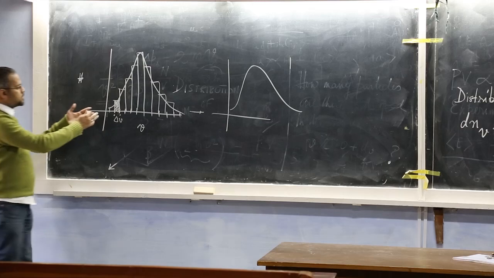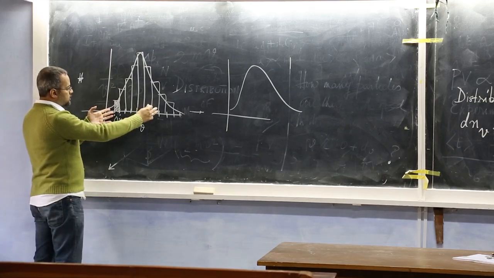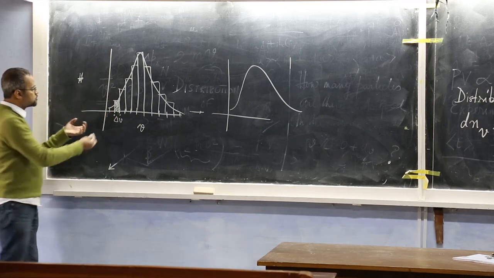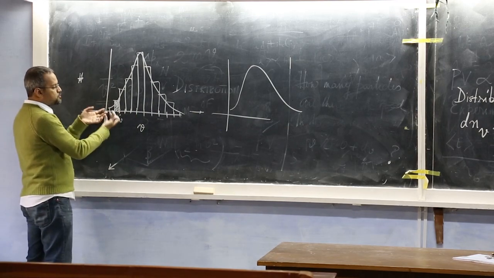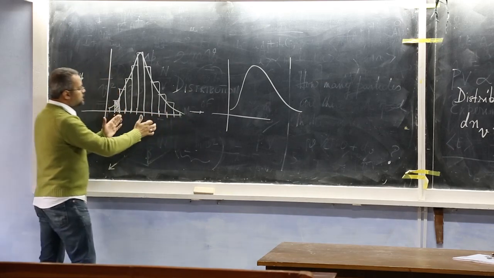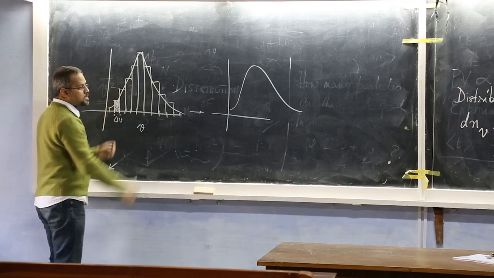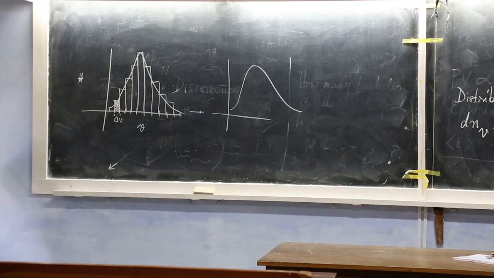Now you can already see from the nature of the graph that I have drawn that this is the most plausible situation. You would have a small number of particles with very small speed, a very small number of particles with very high speed, and a large number of particles with intermediate speed. So this is a bell-shaped distribution that you would expect.